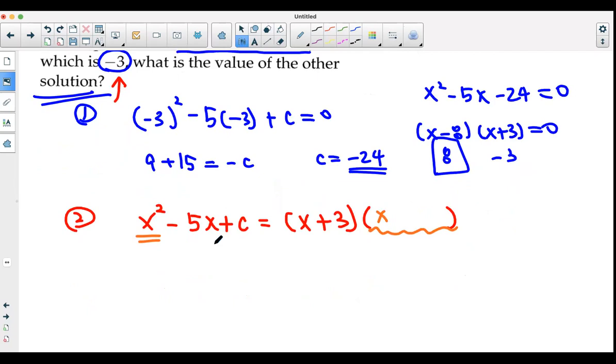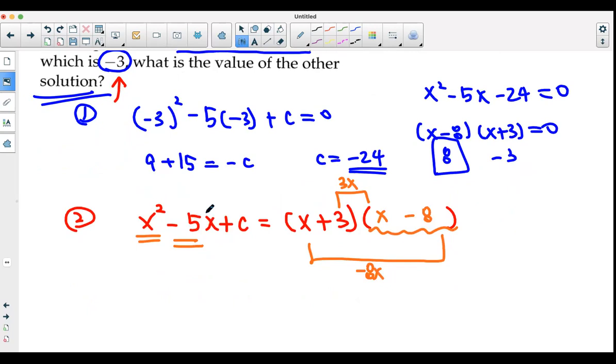Next, how do you get the middle term? Middle term is inner and outer. Inner and outer gets me the middle term. Watch this. Inner one is what? 3x. What should be my outer so that I can get negative 5x? It should be negative 8 here, so that I can have negative 8x. That's how I can get this middle term.